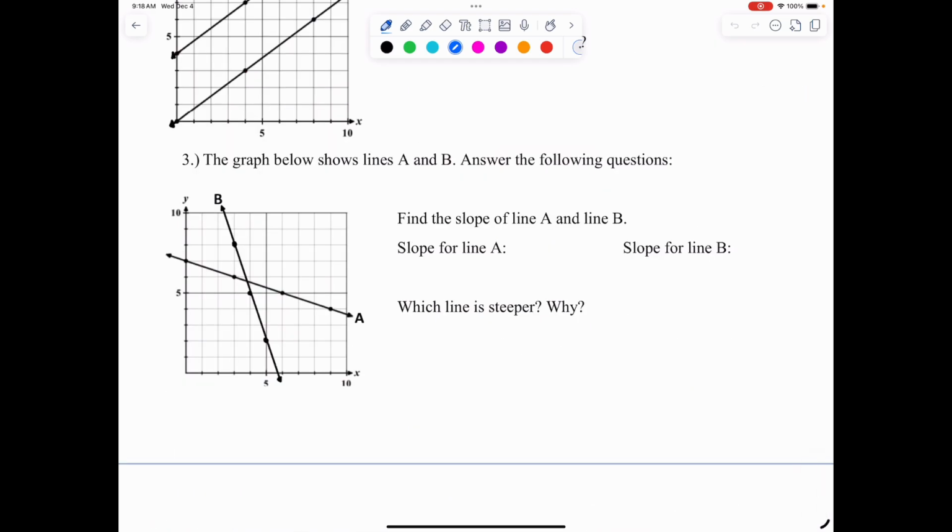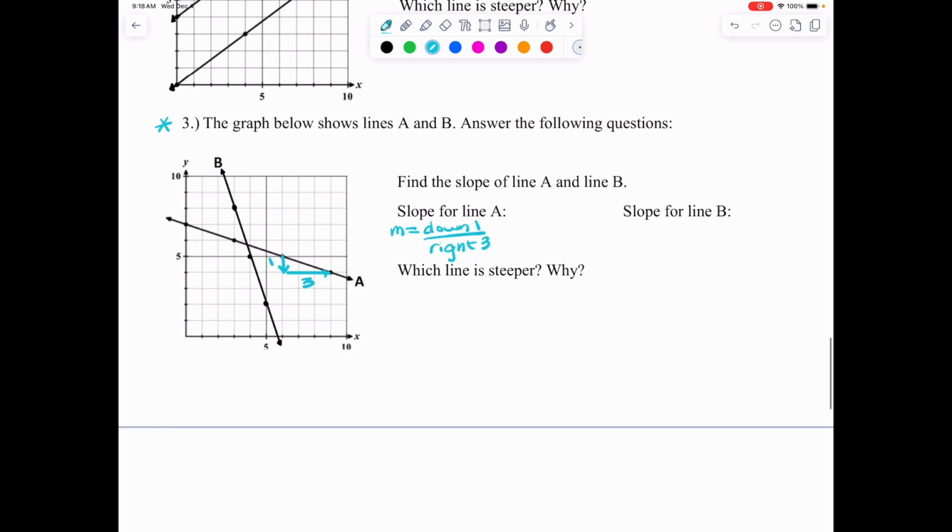We'll finish by completing 3 together because this one poses a little bit of a challenge. Okay, so we're going to put a little star next to it. And we're going to start the same way we did for the other ones. We're going to find the slope of each of these lines. So the slope for line A, we're going to go down 1 to the right 3. So m equals down 1, right 3. So that means my slope is down 1 is -1 over +3 for a slope of -1/3.